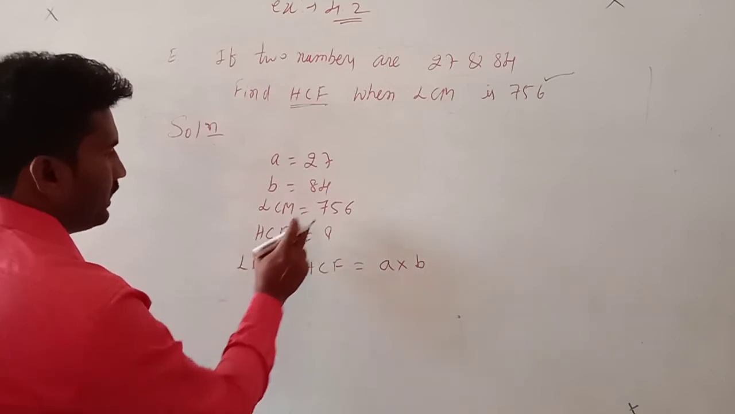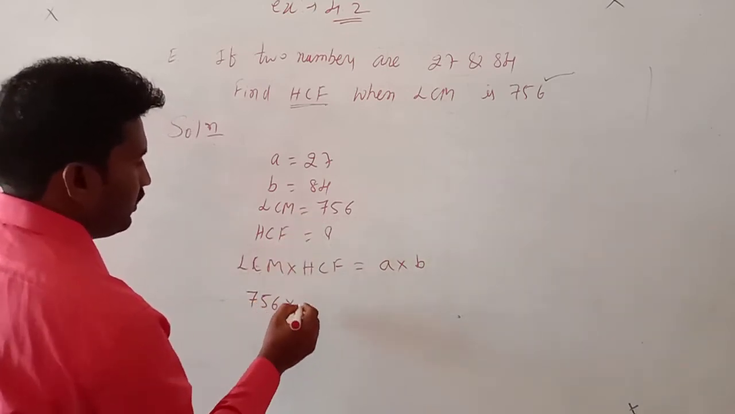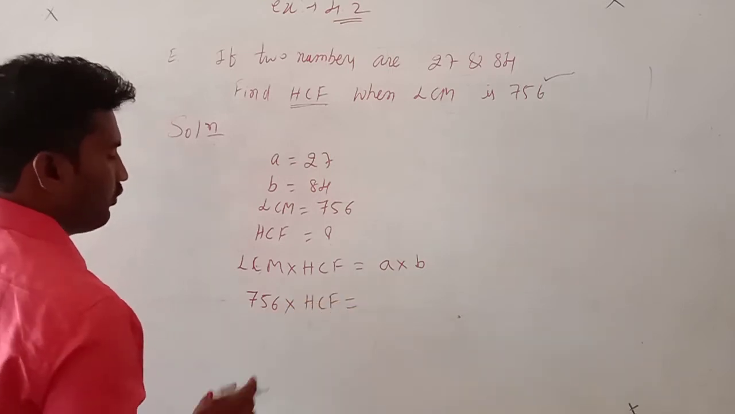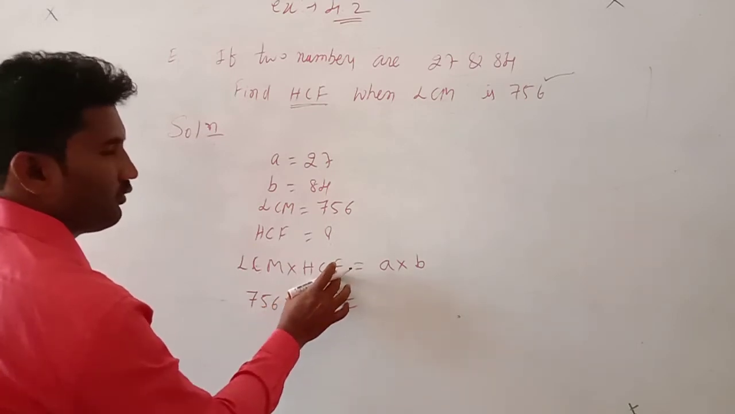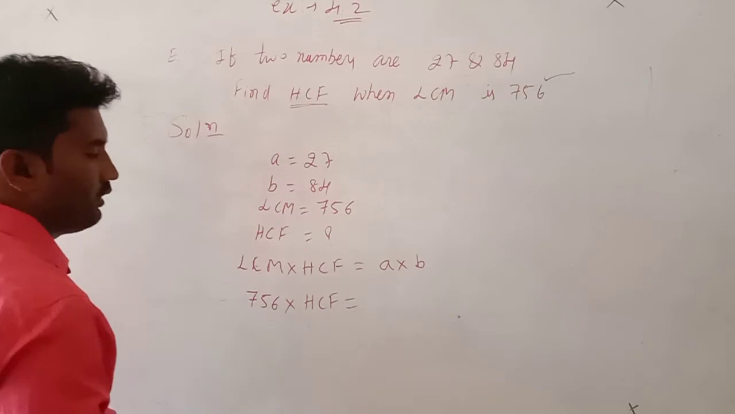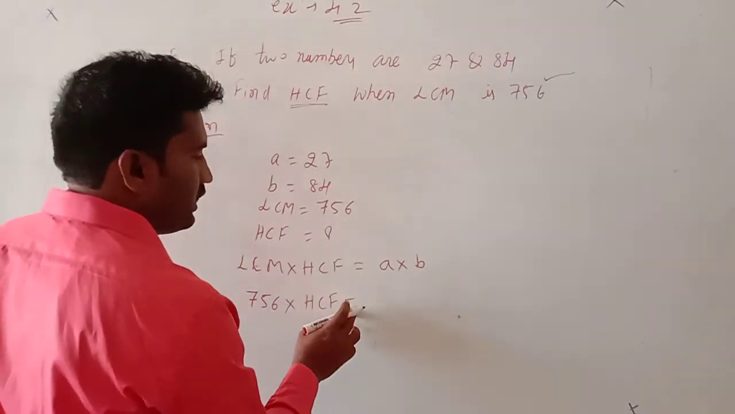We know the formula: LCM times HCF equals A times B. LCM is 756. We don't know the HCF, so keep HCF as it is. The multiply sign stays as it is, and the equal sign stays as it is.